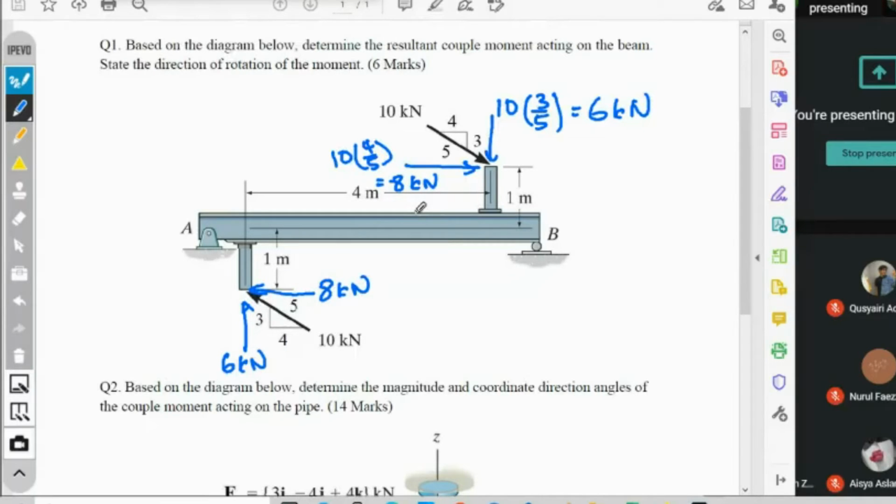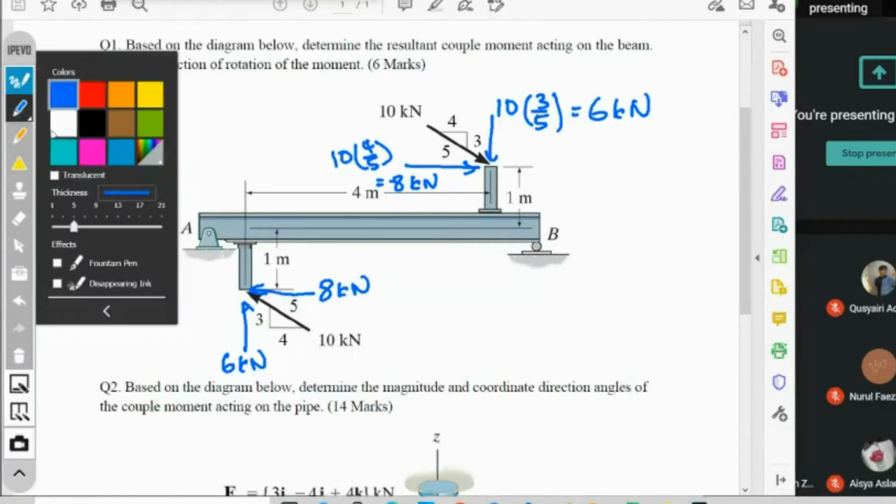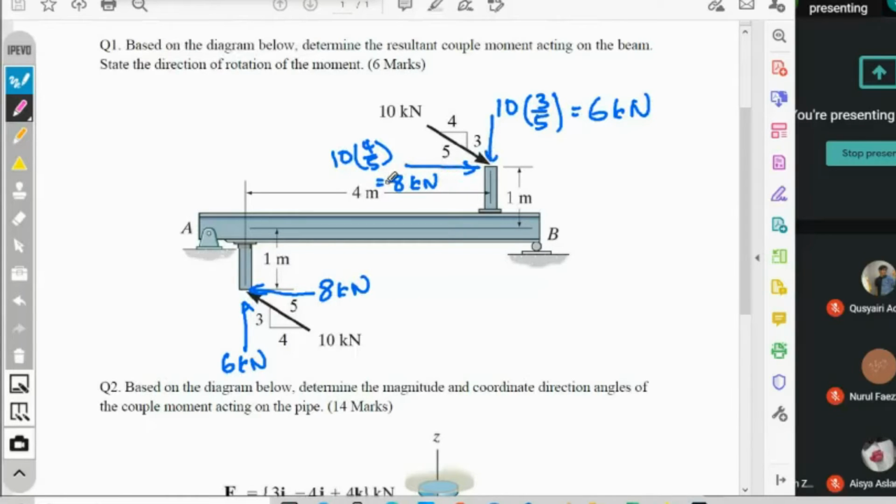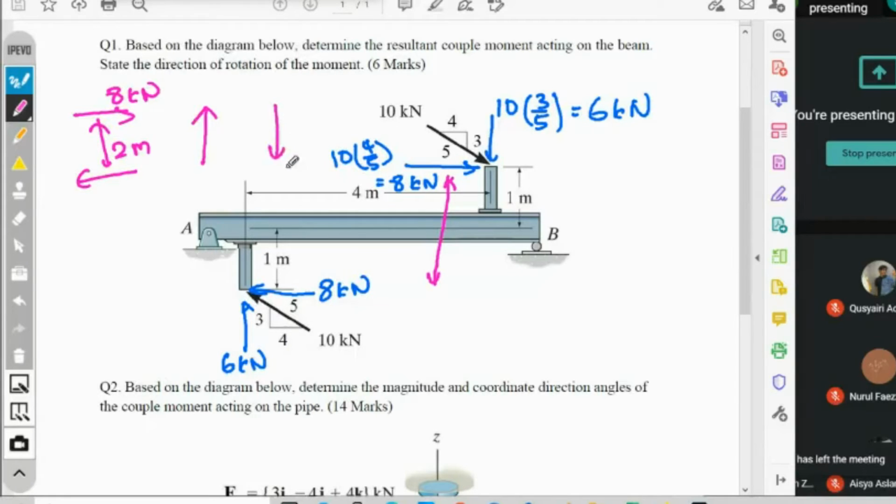Once you have established that, the couple becomes easier to solve because the perpendicular distance is quite clear. We have the horizontal forces making one couple, one in this direction, one in this direction, 8 kilonewton each. The distance between them is 1 plus 1, which is 2 meter. So that is one couple. Another couple is the vertical forces, 6 kilonewton, and the distance is the length between the two vertical forces, which is 4 meter.